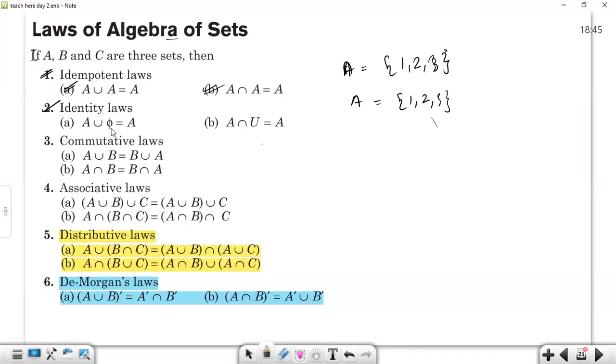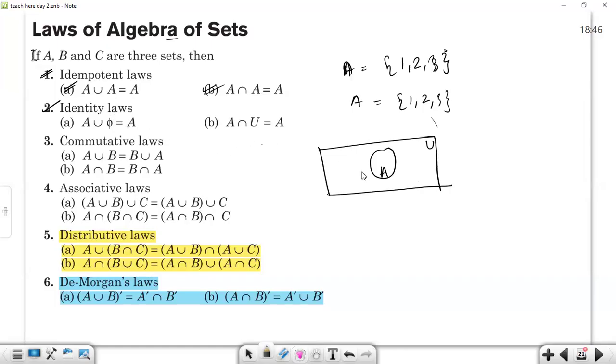So if we unify A with nothing, then what is left? A itself. If we take the common part of A and the universal set, what is common is A itself. If we unify set A with nothing, set A is what remains, because we are adding nothing to the set. So if we add nothing to some set, what is there is the set itself.